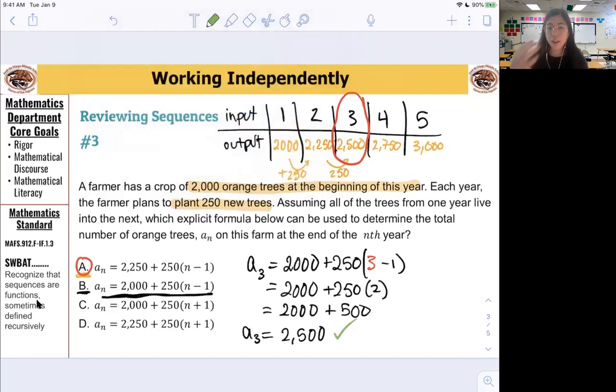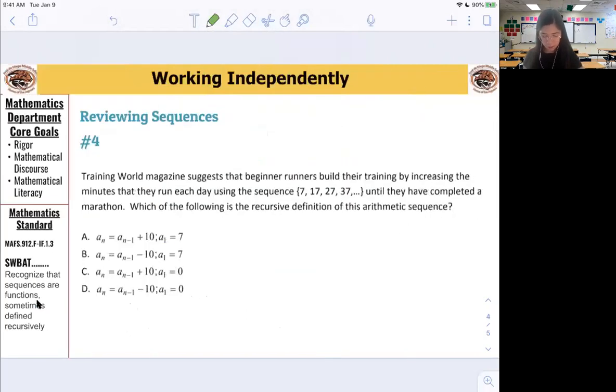And I could test another point out, but I think you guys are getting the hang of this. So I would then go ahead and plug in 5 and see if I get 3,000. And if it does, you can circle answer choice B, and it is your answer. If you do it, you'll see you get the right answer. So that's number 3. All right, number 4.